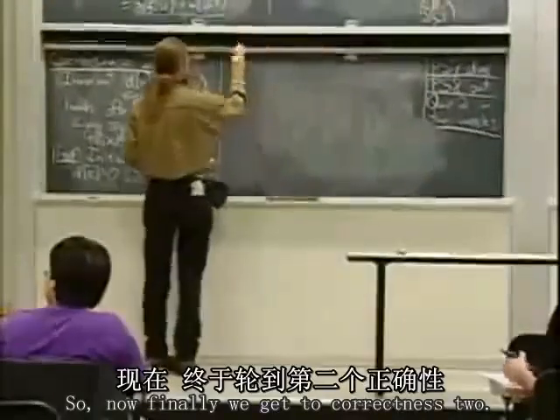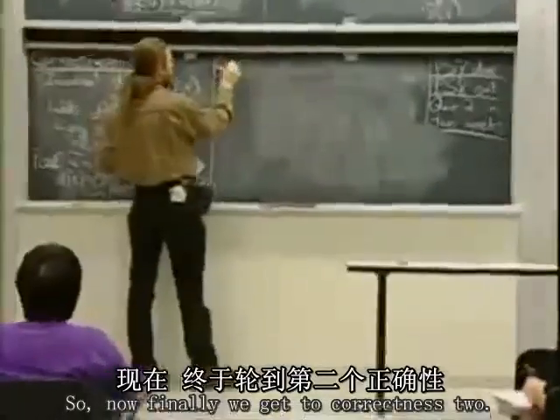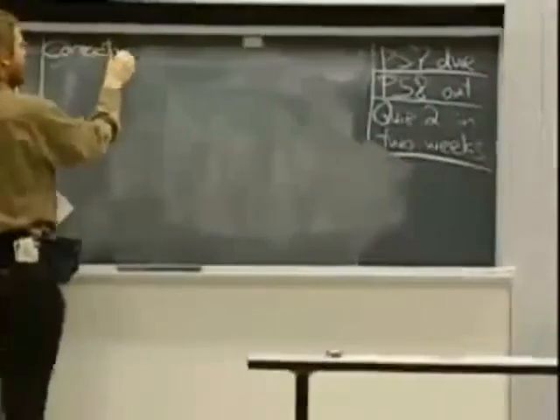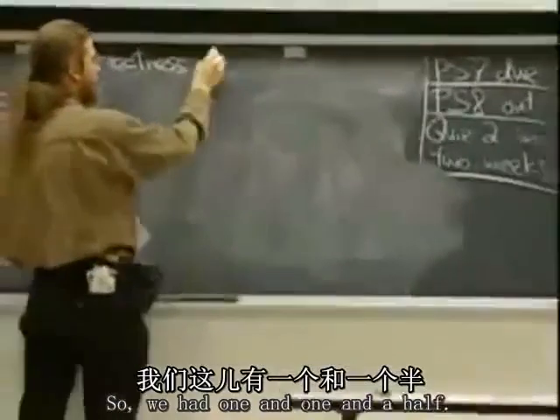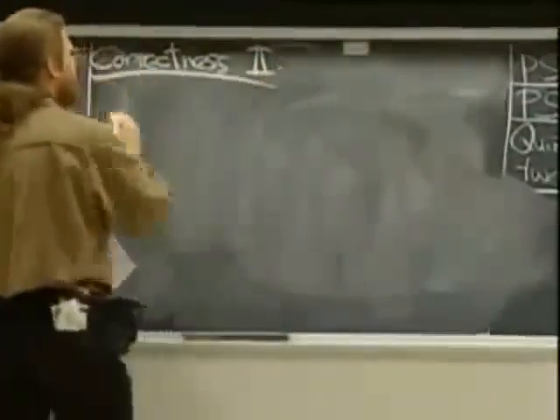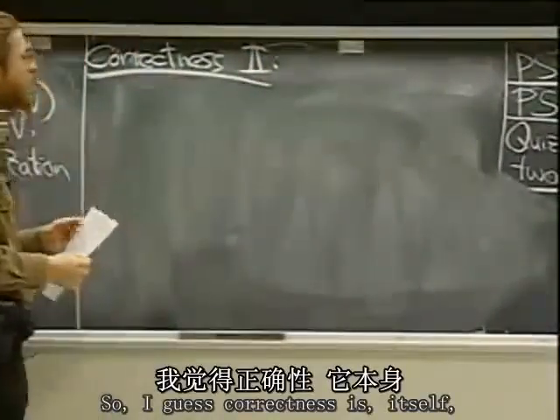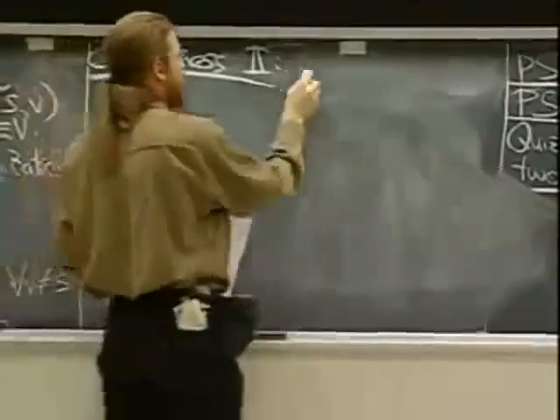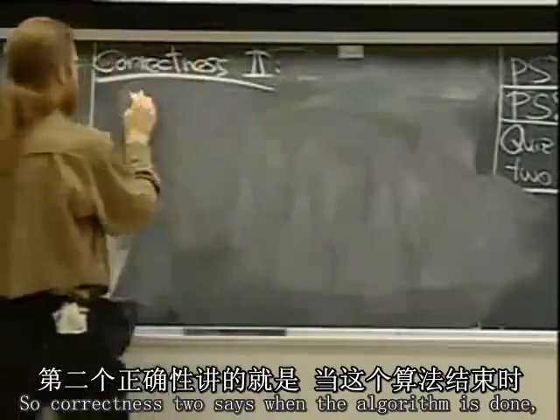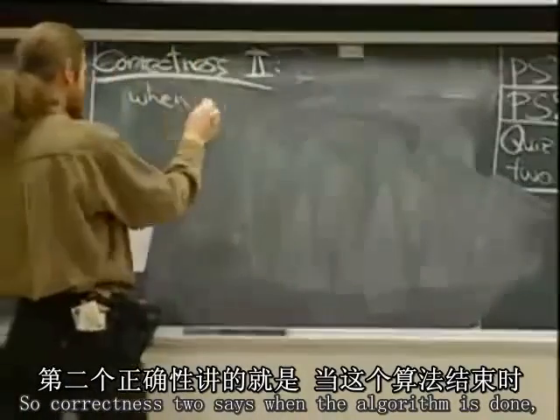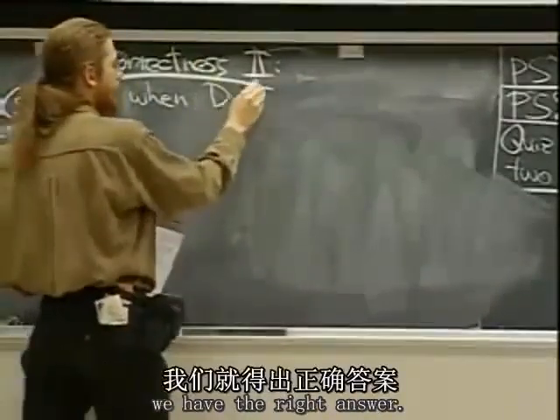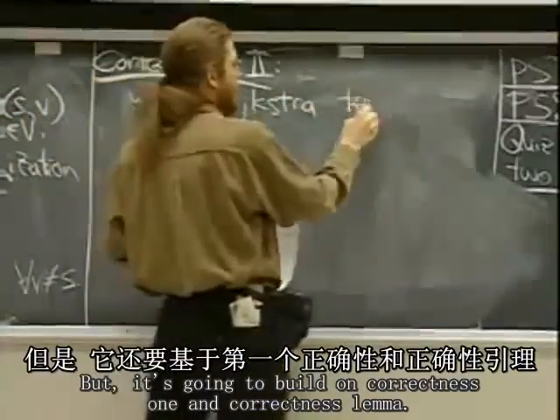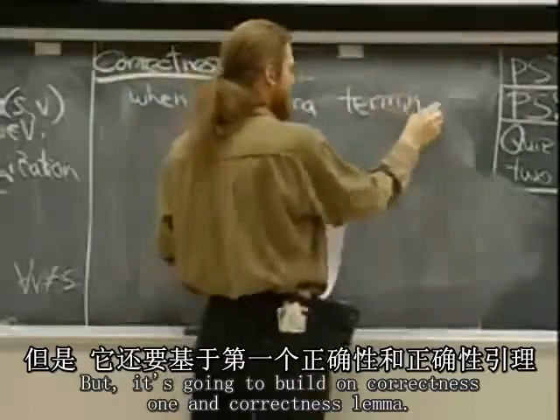So now finally we get to correctness 2. We had 1 and 1.5. So I guess correctness is itself a mini trilogy, a mini series. Correctness 2 says when the algorithm is done, we have the right answer. This is really correctness, but it's going to build on correctness 1 and the correctness lemma.